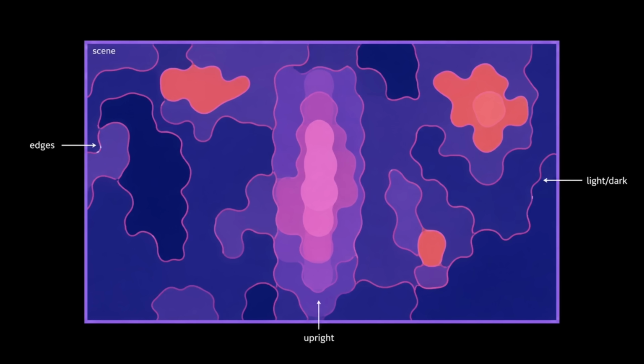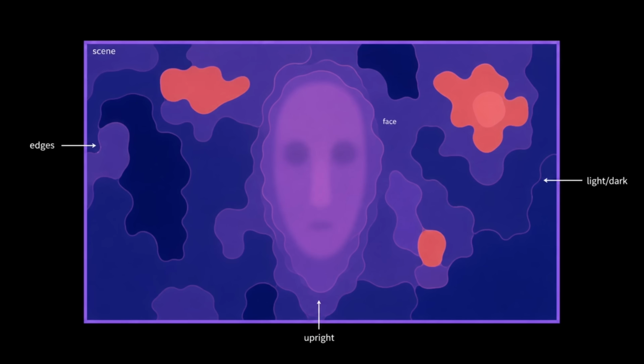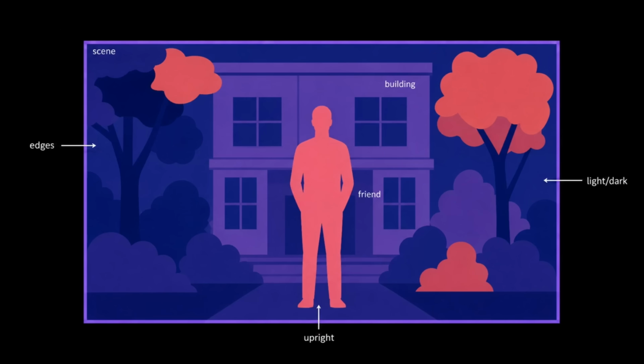Think about how quickly you can recognize a scene. A blurry photo flashes on a screen. At first, you don't know exactly what it is, but you can already tell there are edges, light and dark regions, maybe something upright in the middle. A moment later, as the image sharpens, you see a blurry face. Then, a moment later, you see your friend standing in front of a building.